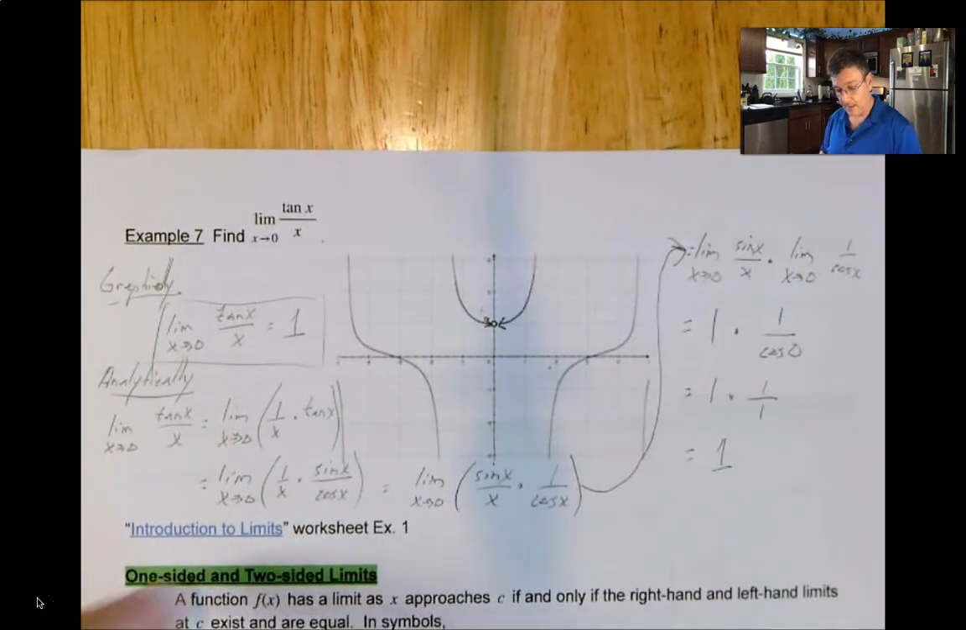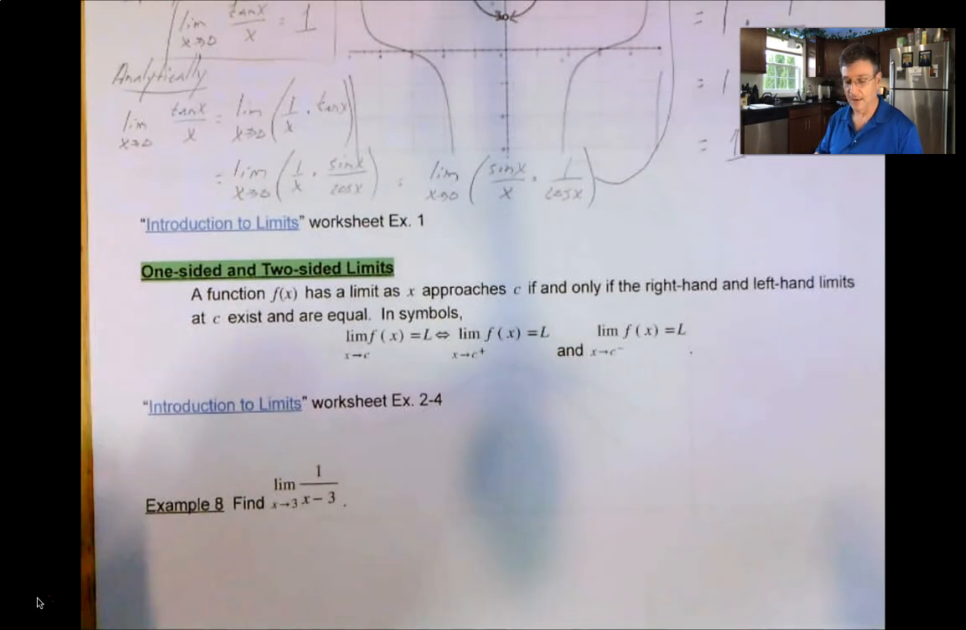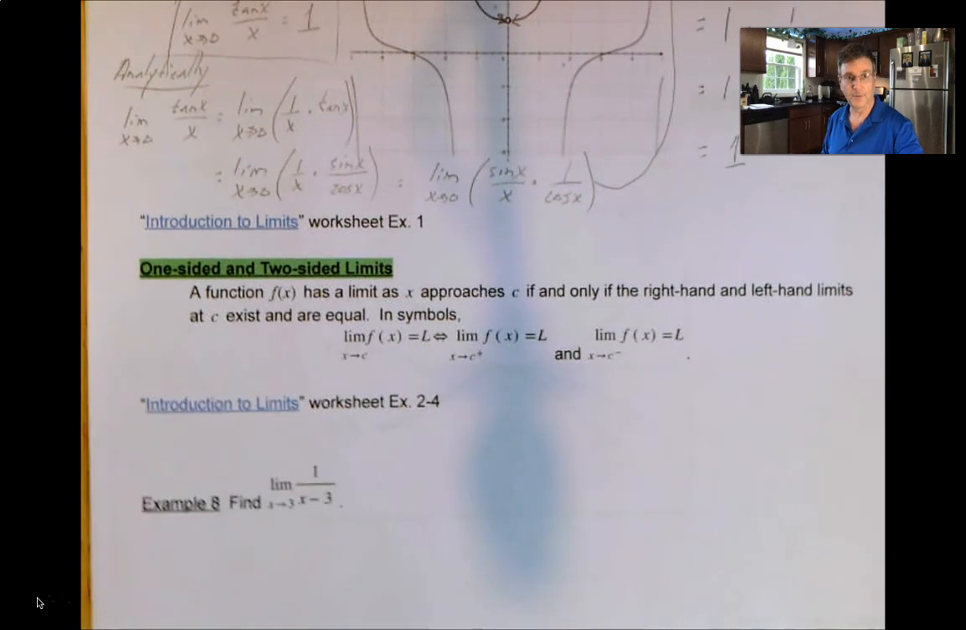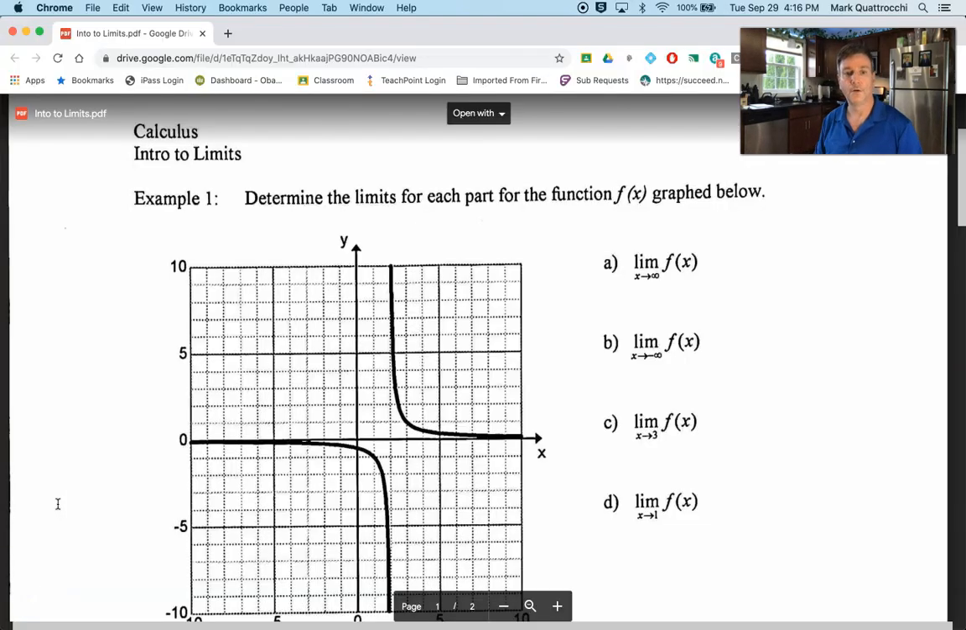Okay. Introduction to limits. We're going to do that in class. What does it look like? Let me pause the video and pull that up. So here is example 1 on the worksheet. I'm going to make this full screen.